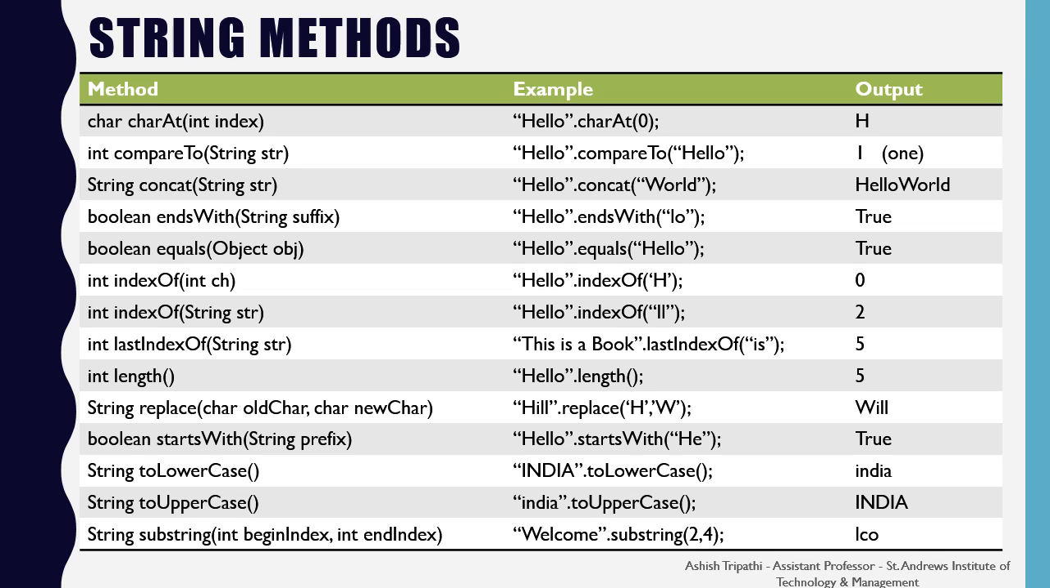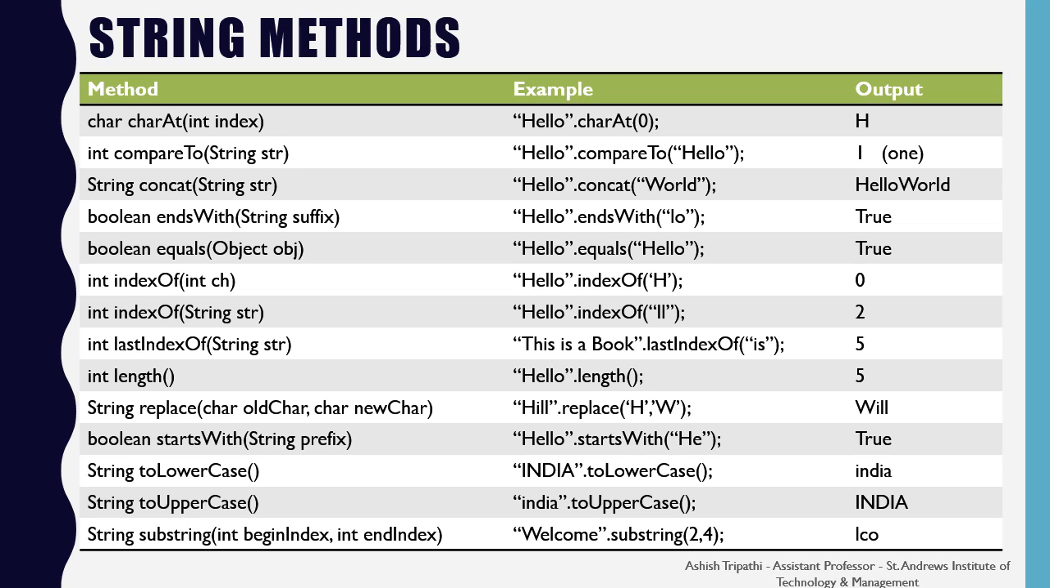The lastIndexOf method also takes a string as an argument, and it returns the index of the string matched from the right hand side. That is, "this is a book".lastIndexOf("is") will return 5 because the second "is" position is 5. The length method finds the length of the string, that is the number of characters in the string. So "hello".length() will return 5.